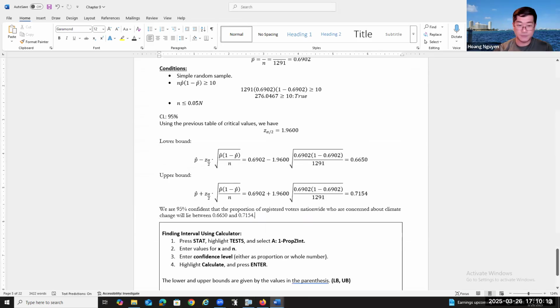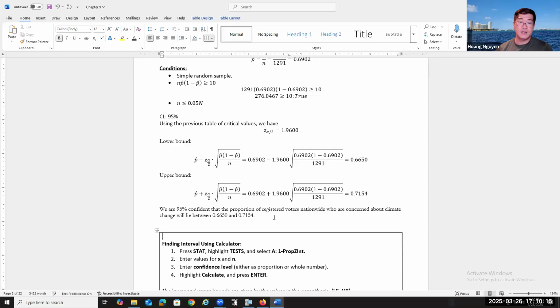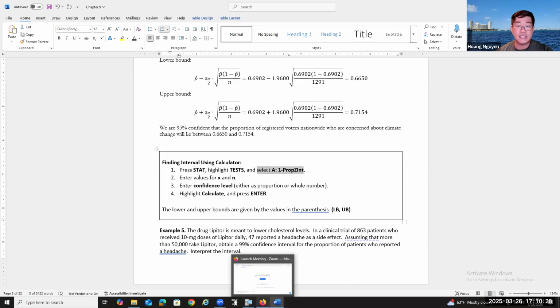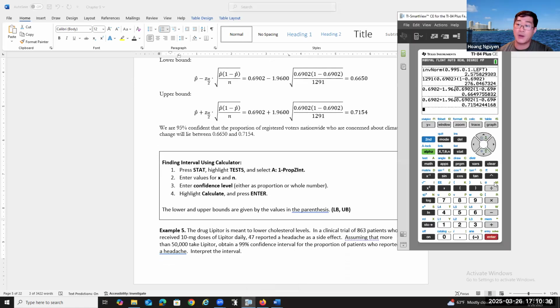So this is the shortcut that we might use to get the answer for the confidence interval. You're going to go to the start key, then go to the test option, and use option A, one proportion Z interval. So let's take a look at your calculators, everyone. We're going to press start and use the direction key to move to the middle option, and keep going down until we see the test.